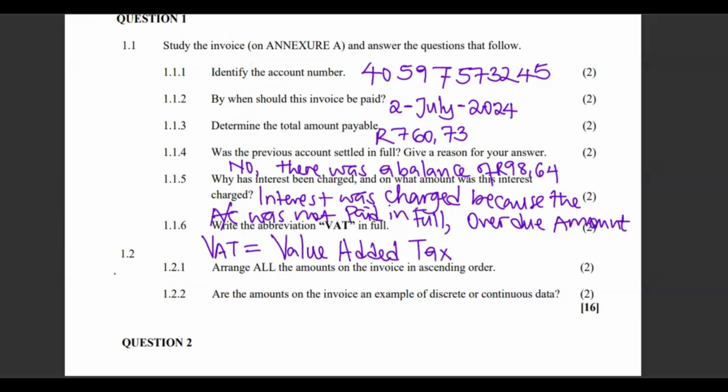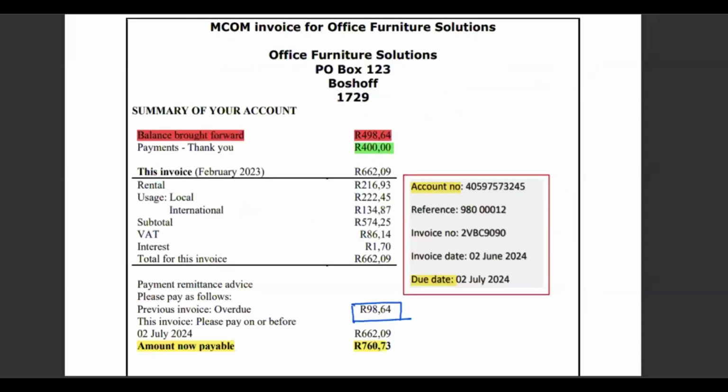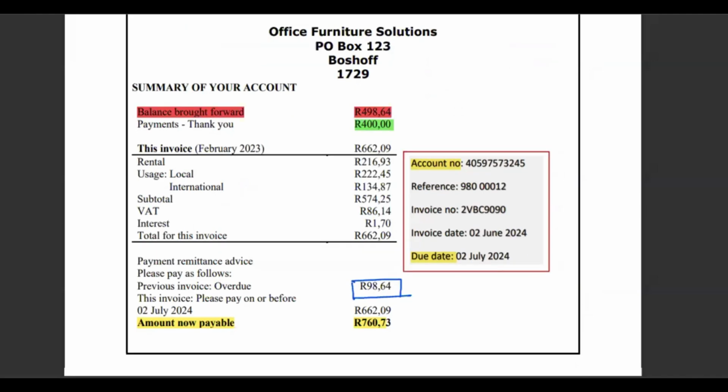Arrange all the amounts of the invoice in ascending order. When we hear ascending order, we shall start from small to big. I'm taking note of this. They're saying arrange all amounts on the invoice, all amounts. So we shall go there and we see all the amounts. We start now. Which one's the smallest? The smallest text number one.